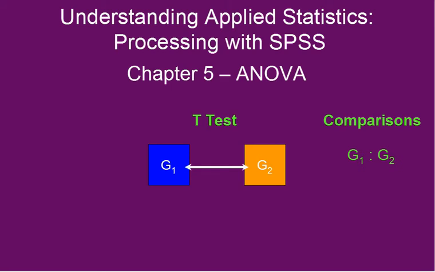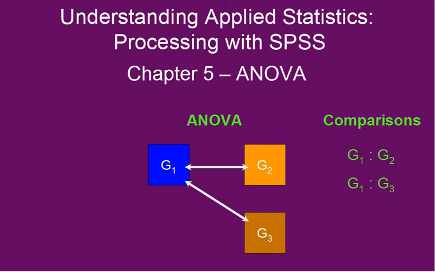As we move into ANOVA, we're talking about more than two groups. So let's bring in a third group. When we have more than two groups, in this case 3, we can not only compare Group 1 to Group 2, but we can also compare Group 1 to Group 3 and Group 2 to Group 3. The ANOVA will help us discern which group is performing statistically significantly different from which other group.